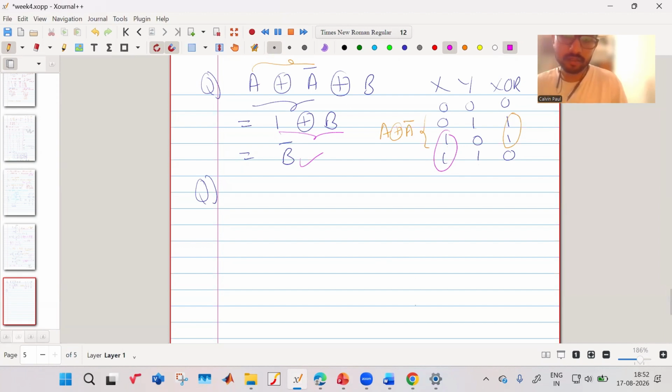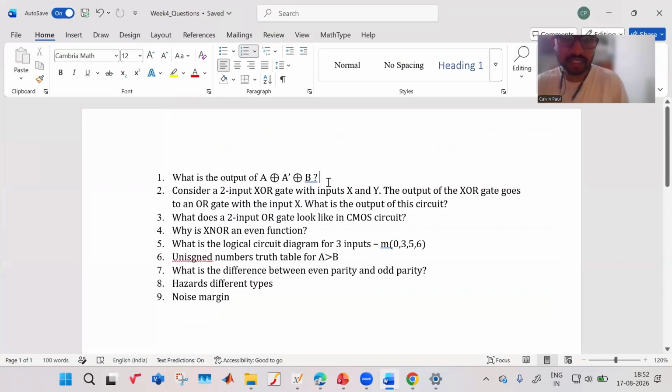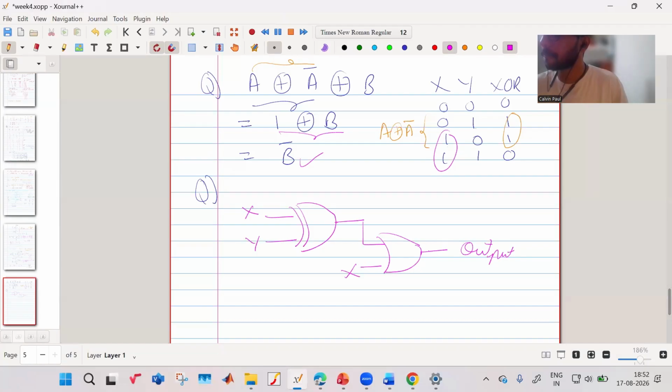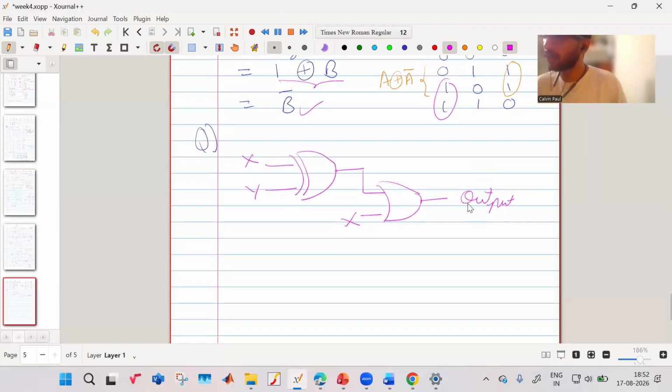Okay. So let us consider this one. You have a 2-input XOR gate with inputs X and Y. The output of the XOR gate goes to an OR gate with the input X. What is the output of this circuit? Okay. So what is this question? You have an XOR gate here like this. This is your X and this is your Y. And this goes to an OR gate, with inputs X, Y, X. And this is your output.